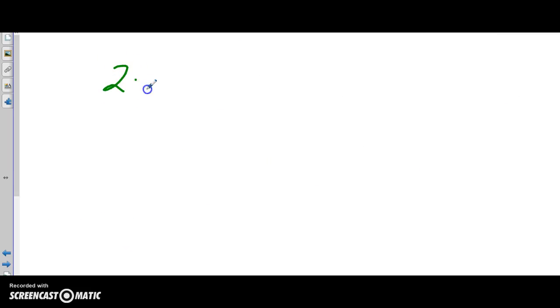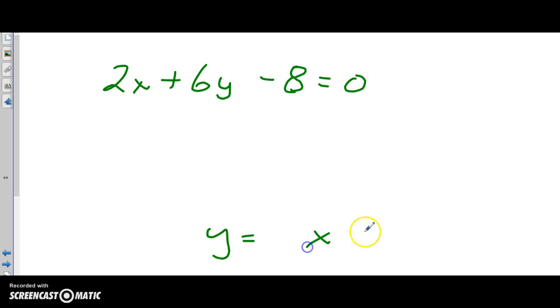So if I have 2x plus, I don't know, 6y minus 8 is equal to 0. Okay, that's my equation. I want it to be y equals something times x plus something. Okay, and there I have my mx and my b. So what I do is I isolate for y. So what you want is you want the y's on one side and everything else on the other. So let's leave the y here.